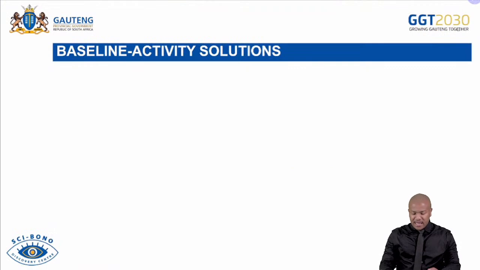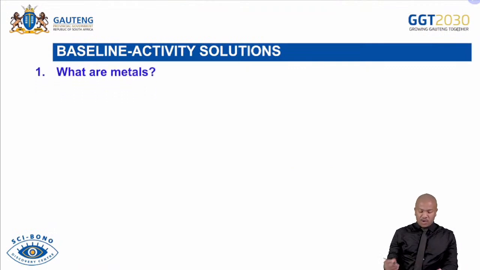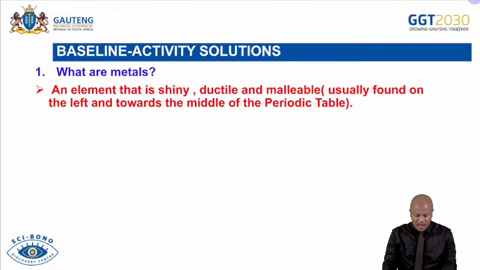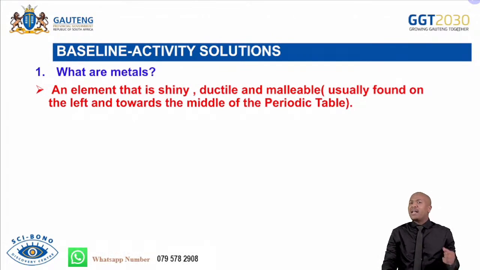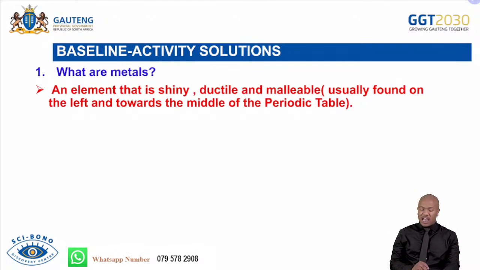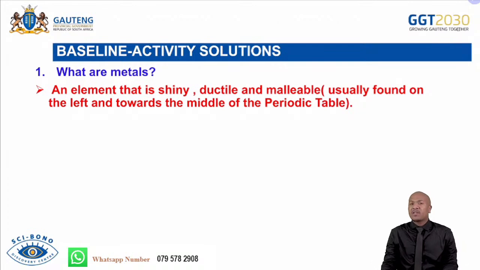Right, let's look at the solutions. Now, baseline activity solutions. Number one, you had to tell us what are metals. So now, we did this, right? A metal is an element that is shiny in appearance. It is ductile and malleable, meaning it can change shape, and it is usually found on the left and towards the middle of the periodic table. Make yourself correct.